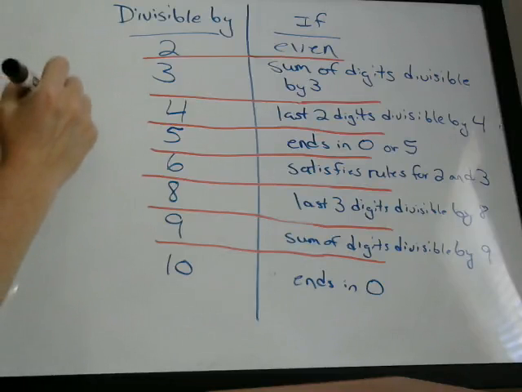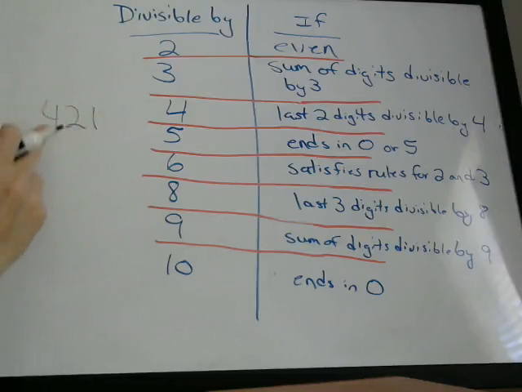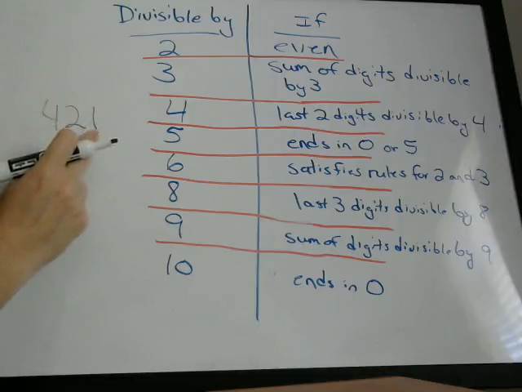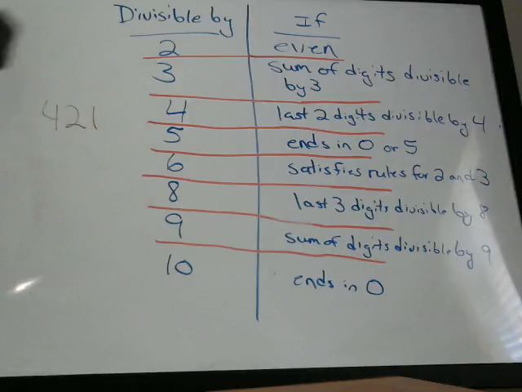If we had something like 421, it'd be 4 plus 2 plus 1 is 7. Well, 7's not evenly divisible by 3, so this number will not be evenly divisible by 3 either.